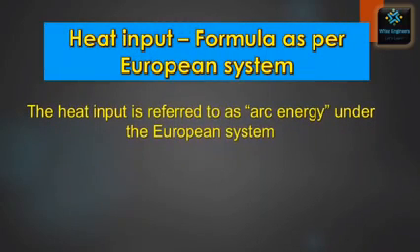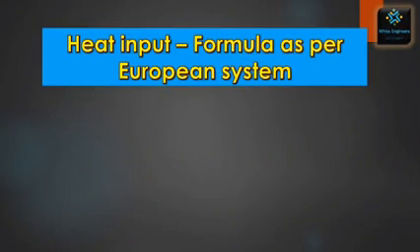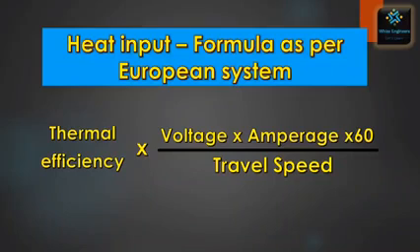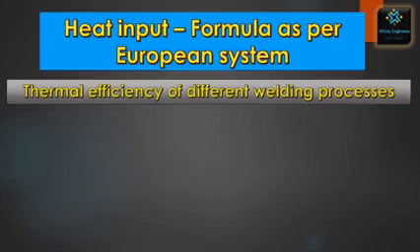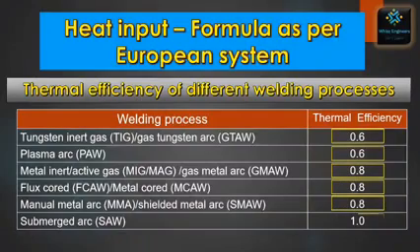The heat input is referred to as the arc energy under the European system. The heat input is equal to thermal efficiency into arc energy. So these are the thermal efficiencies of different welding processes. For TIG or GTAW it is 0.6, for PAW 0.6, for MIG-MAG or GMAW 0.8, for FCAW 0.8, for MMAW or SMAW 0.8, or SAW 1.